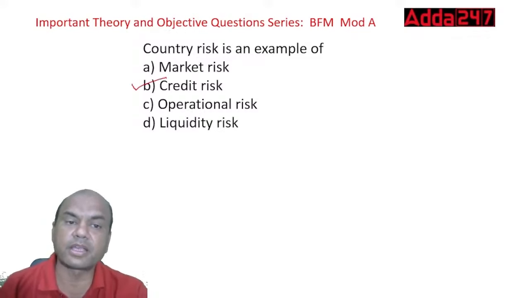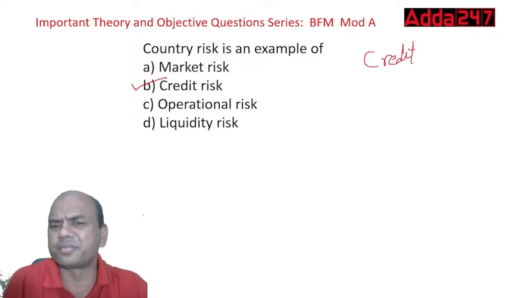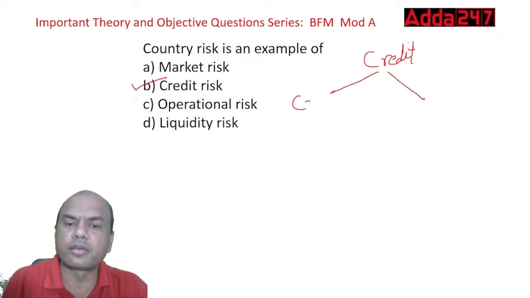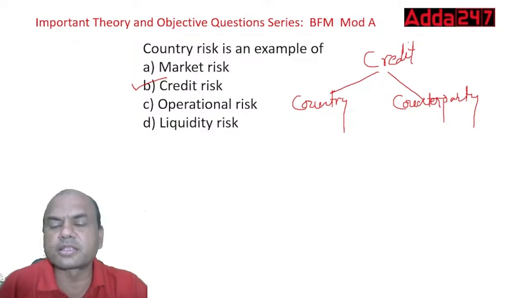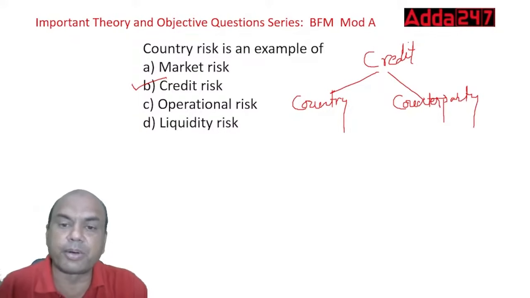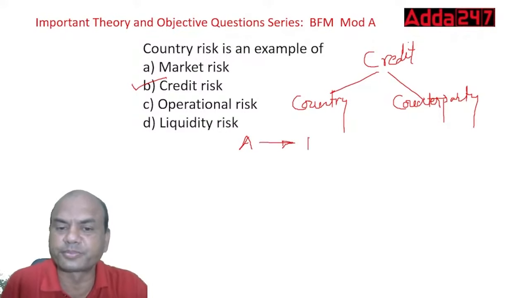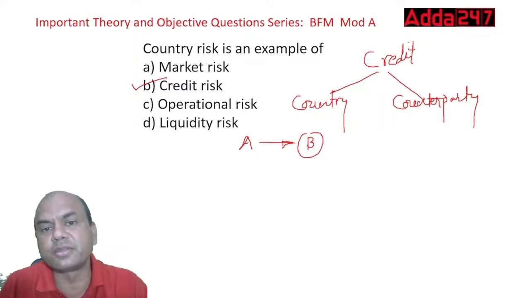Yeah. It is credit. Okay, remember, credit risk is of two types. There can be various types, but mainly two types. One is country, and second is counterparty. Okay, what do you mean by this? Country risk means what? Your party is good, let's say A is selling the goods to B. So B is good, but the country in which B is living is bad.